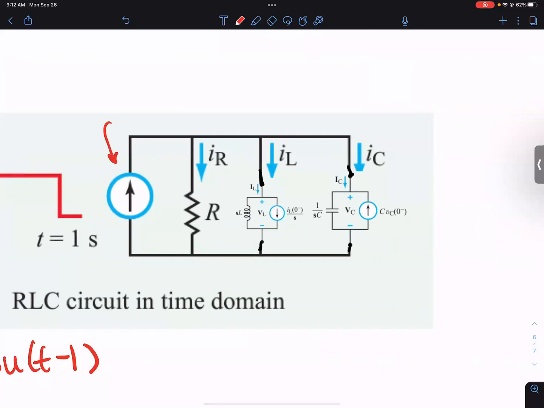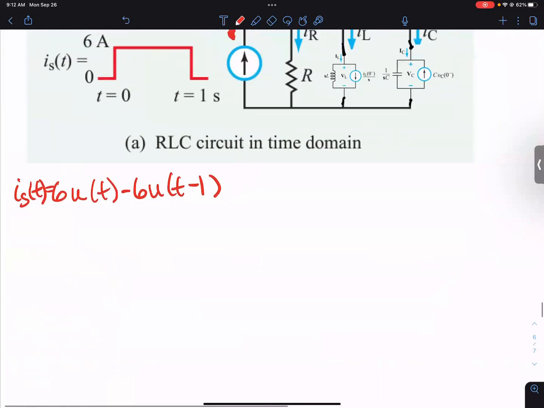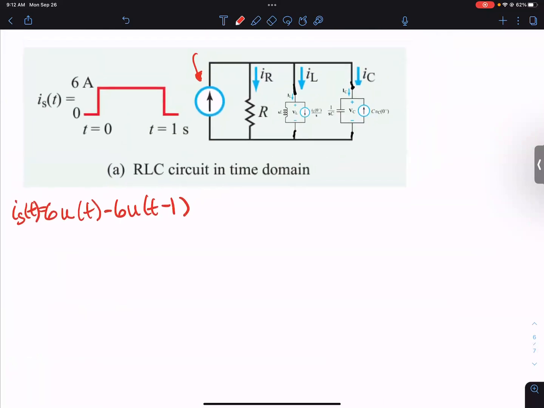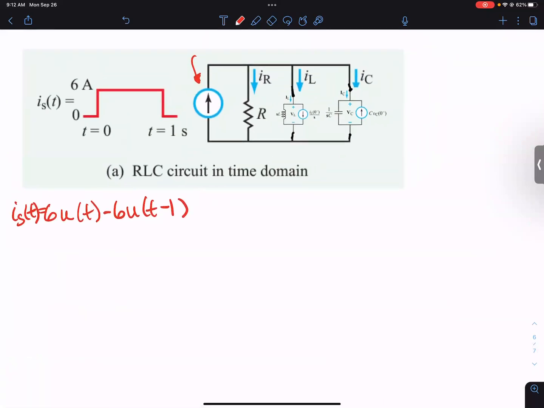Okay, so what are we going to have here? How do I translate this signal into the S domain? With the 6 over S minus 6 e to the minus S over S, based off of the table. Yep, correct. So you use the table, and that translates over to this form. So this is going to be your I of S.